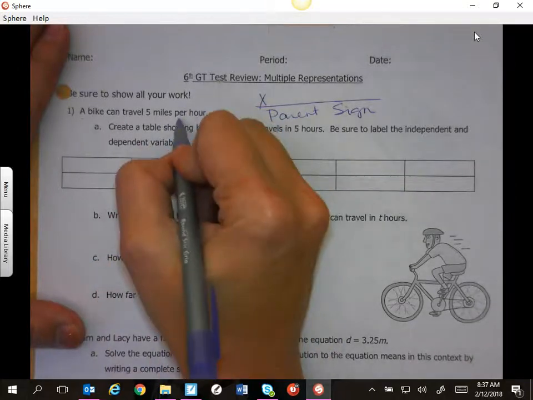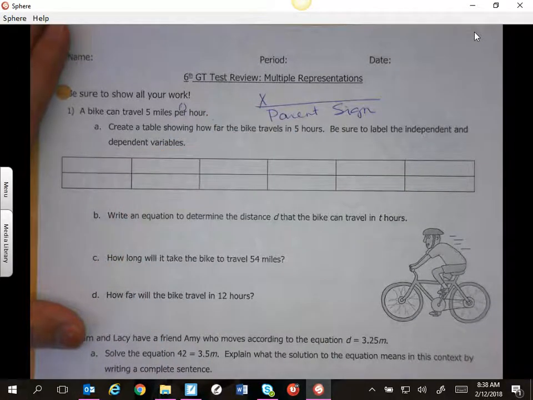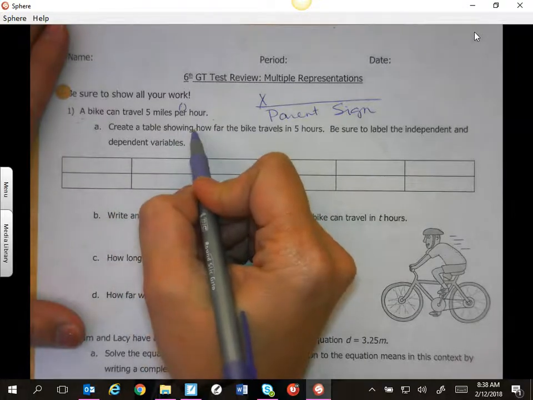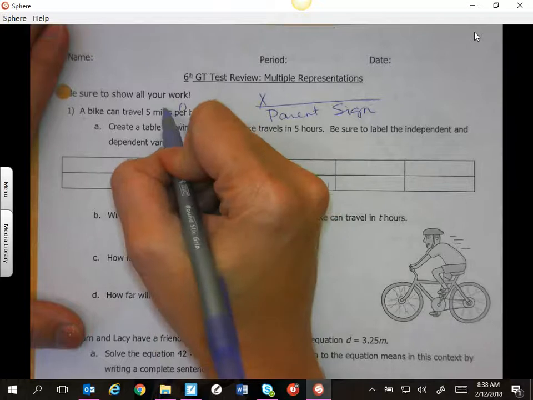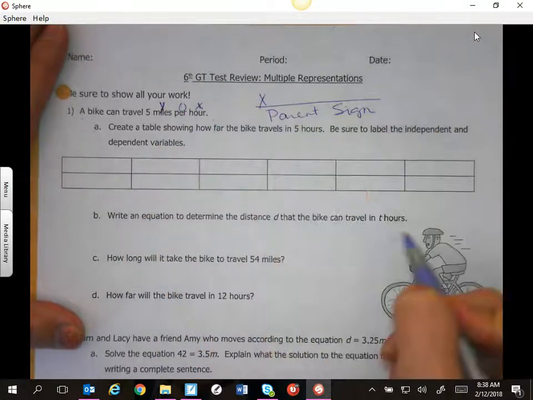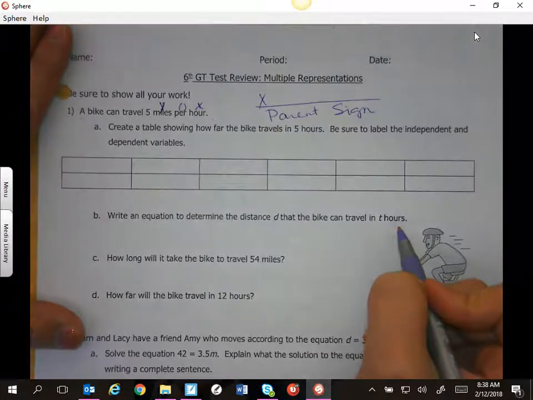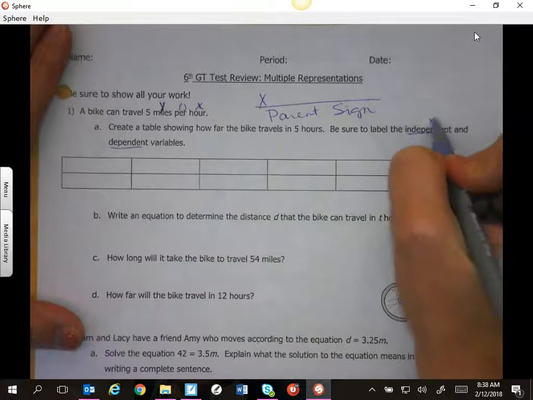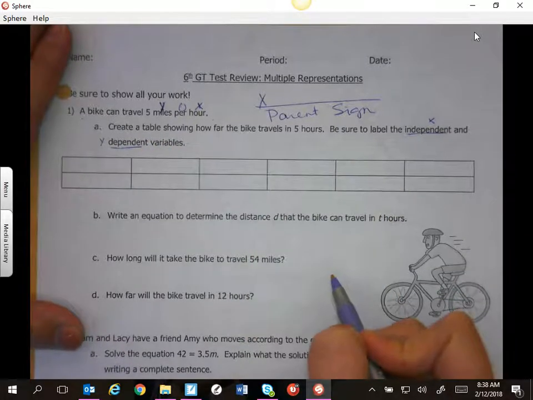Well, first of all, we need to know per means multiply. But also, whenever we were doing our linear representations, our linear explorations, we learned that it's always going to be y per x. And that's going to help us with our independent and dependent variables. Remember, independent is x and dependent is y.